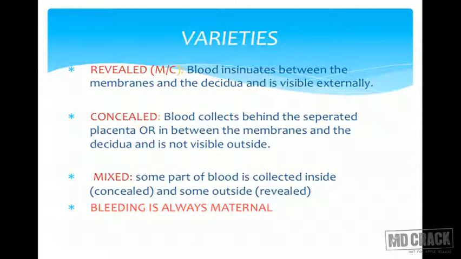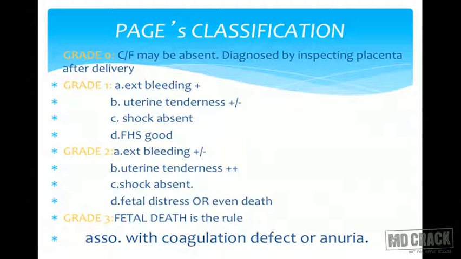Bleeding is always maternal. In both of them, that is placenta previa and Abruptio Placentae, the bleeding is always maternal. It is never fetal. Now there are classifications to grade, the way we have types of placenta previa. This is Abruptio Placentae, the classification. You have to remember the name, Page's classification.